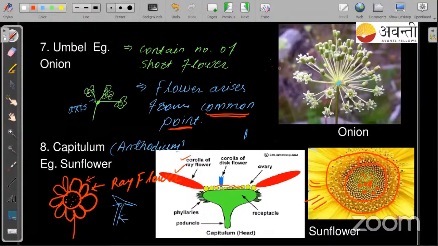Yes, correct, Akshay. Sunflower is actually not a flower, it is an inflorescence, and this inflorescence contains different small flowers. Yes, correct Akshay, no issue.